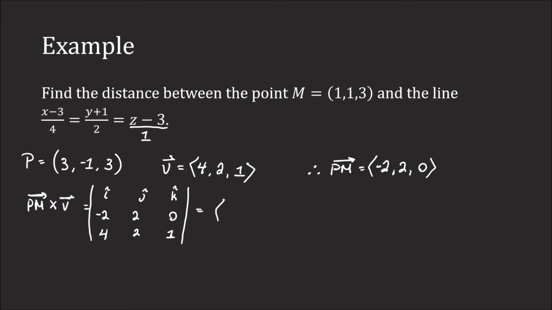All right? So we get 2 times 1 minus 0. Then we get -2 times 1 minus 0, and we take the negative of that. Then we get -2 times 2 minus 2 times 4. So -4 minus 8, -12. And let's go ahead and factor out 2.